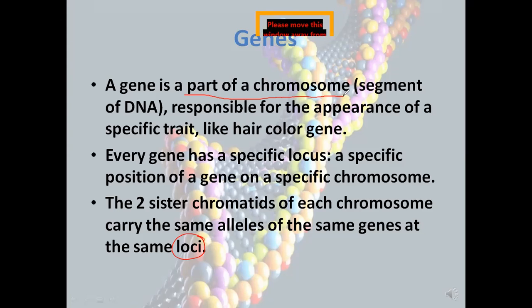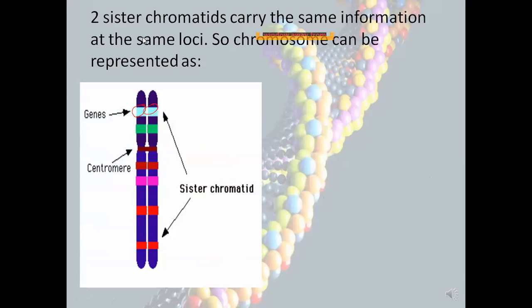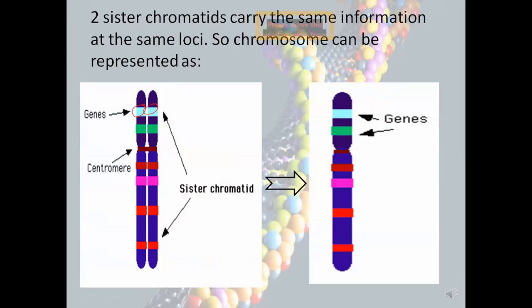The two sister chromatids carry the same alleles at the same genes. What is the meaning of allele? We'll discover that. Here the genes are found in this region, at the same loci, so they carry the same information at the same loci. So scientists and biologists, to make it simple, can draw it with one chromatid only, since they have the same information.